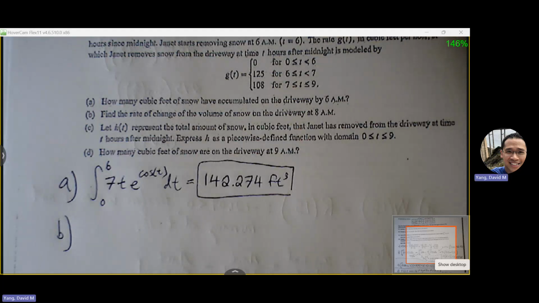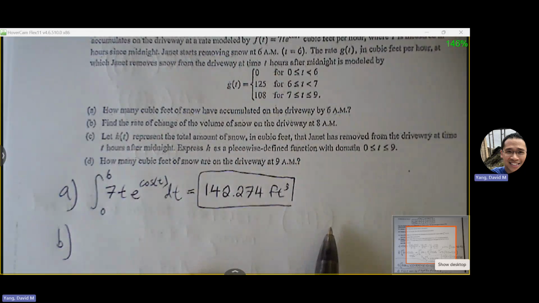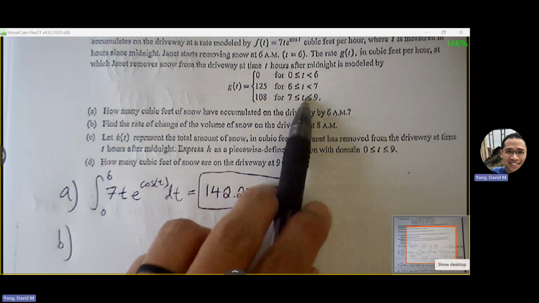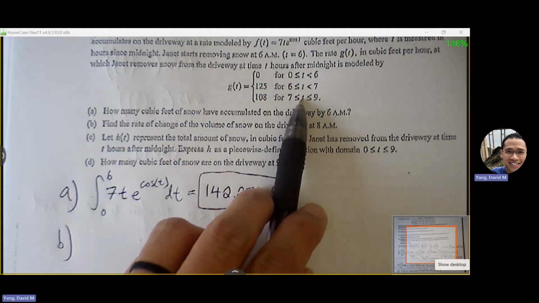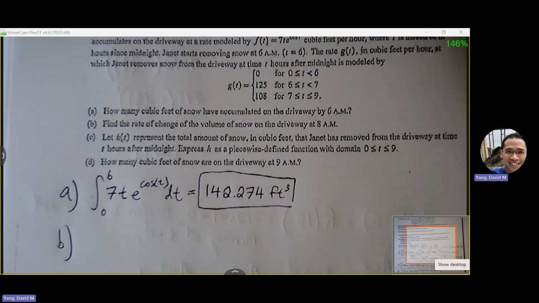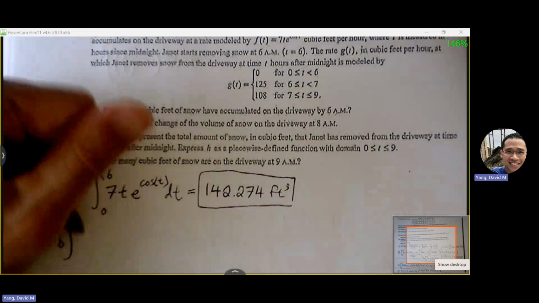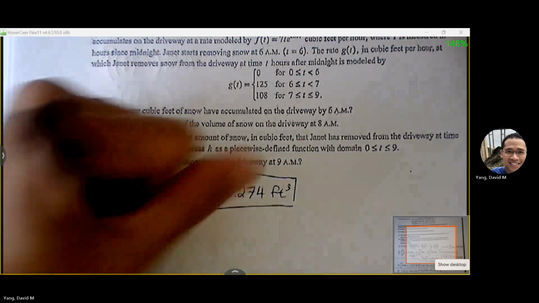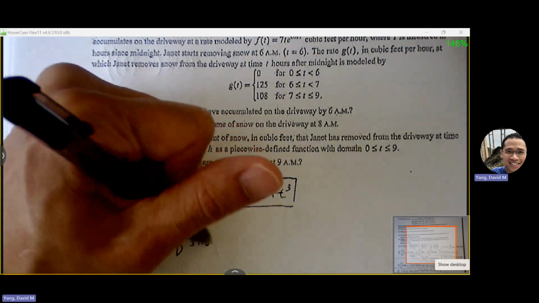Part B, find the rate of change of the volume of snow on the driveway at 8 a.m. So two things are happening at 8 a.m. Janet is trying to get the snow off the ground, but snow will keep falling. So we're trying to figure out, what is the rate of change of the amount of snow? Is snow still accumulating on the ground, or is it getting removed? So the rate of change of snow on the ground.